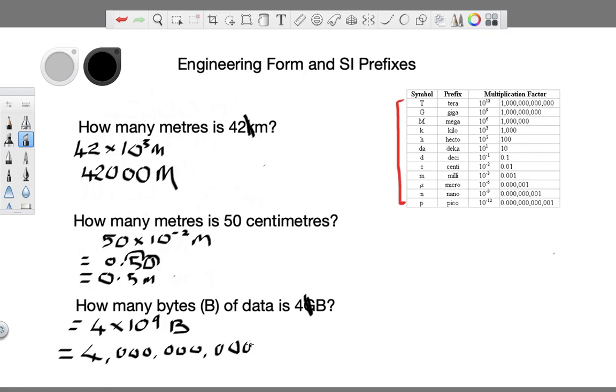Going back to my previous point, this is why engineering form is useful, because we don't really want to write 4 with 9 zeros. We just want to put 4 times 10 to the 9 bytes. And then from our new knowledge of prefixes, we know that 10 to the 9 is a giga. So we can just say it's 4 gigabytes. It saves a lot of hassle in calculations and in writing numbers down.